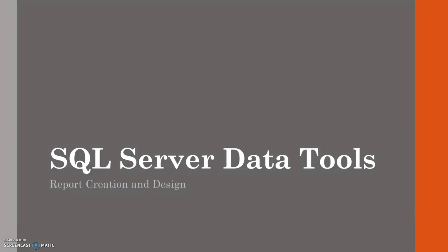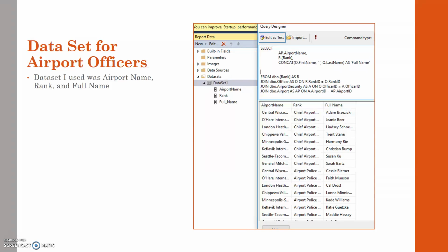Here's my SQL Server Data Tools. Here's my data set for my airport officers. For my data set, I use the airport name, the rank, and their full name. I used concatenate to combine their first name and their last name so I can display it as a full name.